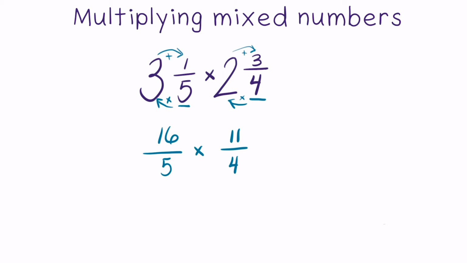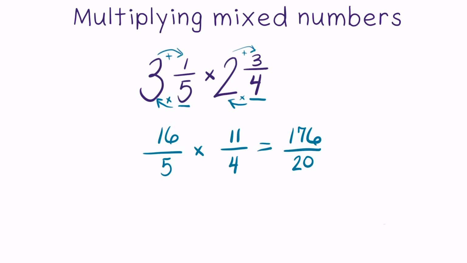16 times 11. So these are a little bit bigger numbers, but I can think about it this way. I know that 16 times 10 is 160, and then 16 times 11 is going to be one more group of 16 bigger than that. So 160 plus 16 is 176. My numerator and my answer is going to be 176. Great. Now I can multiply across my denominators. 5 times 4 equals 20. My answer is 176 twentieths.